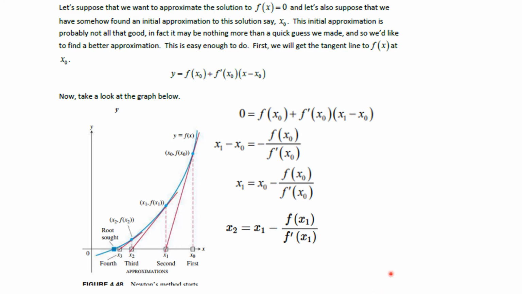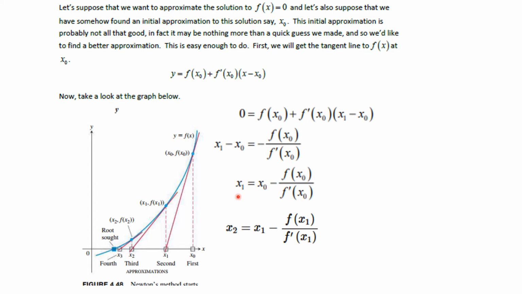Now again, we're trying to solve for f of x equal to 0. So we're going to take this tangent line and set it equal to 0. One point is x0, f of x0, the other one is going to be x0 comma 0. So when I solve for x1, I'm putting x1 in for x, and I'm putting 0 in for y, because this point is x1 comma 0, and it is on this line. So the y is 0, the x is x1. So I can solve for what x1 is, and I find out that x1 has to be x0 minus f of x0 all over f prime of x0.